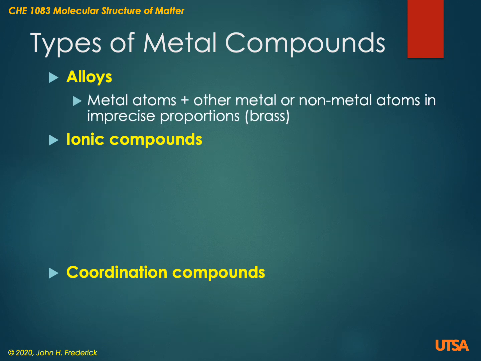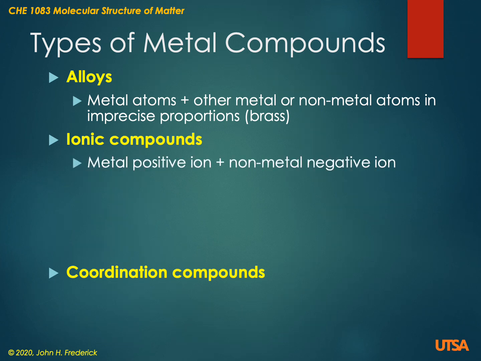I'll remind you that alloys are simply combinations of metals, or sometimes non-metals, that are put together in imprecise proportions. So, for example, brass or steel represent alloys where we've got mixtures of elements, but there is no definitive proportion of these things that give them that identity.